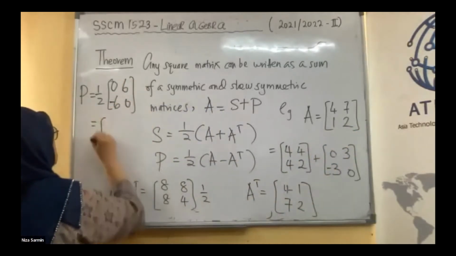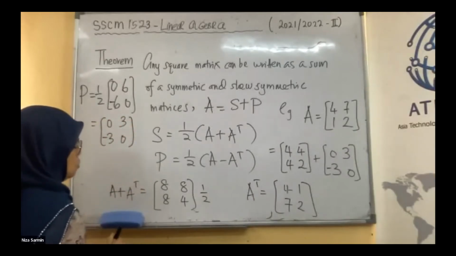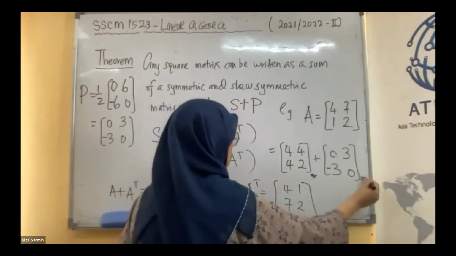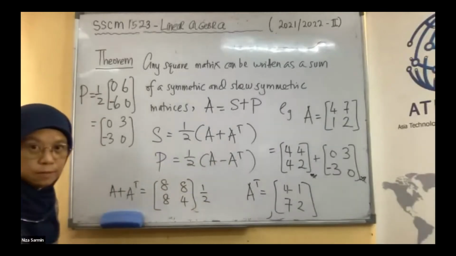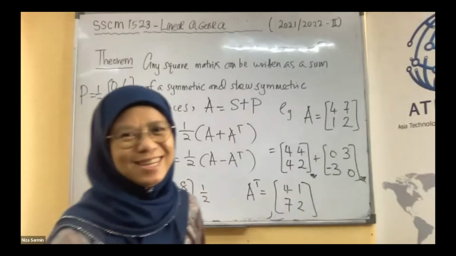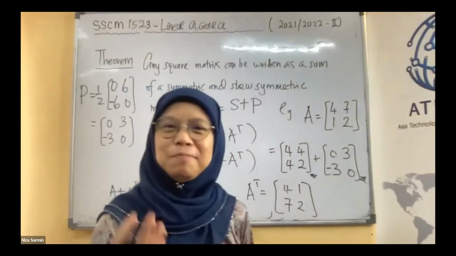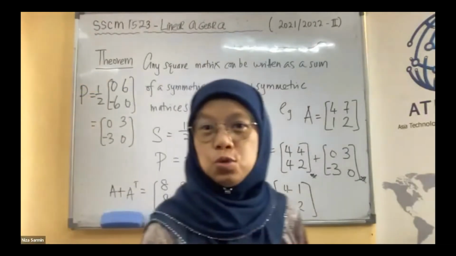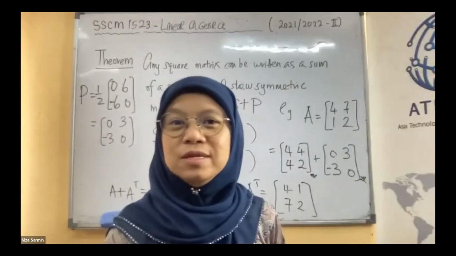And also from here you get 0, 3, negative 3, 0. So already you get this and this by using the formula. Okay, so nothing hard about it, just know that formula and plug in plus and minus. But how do you know this works? How do you even prove this theorem?